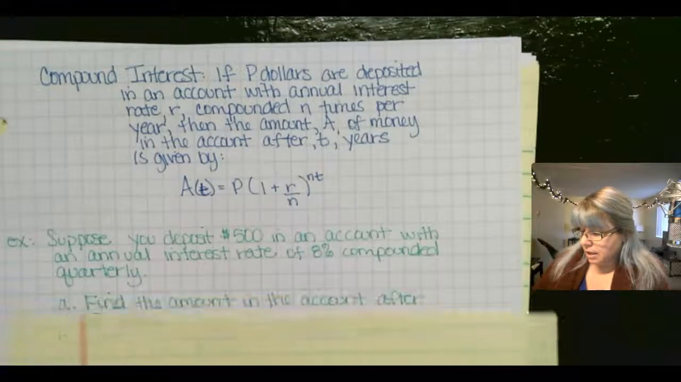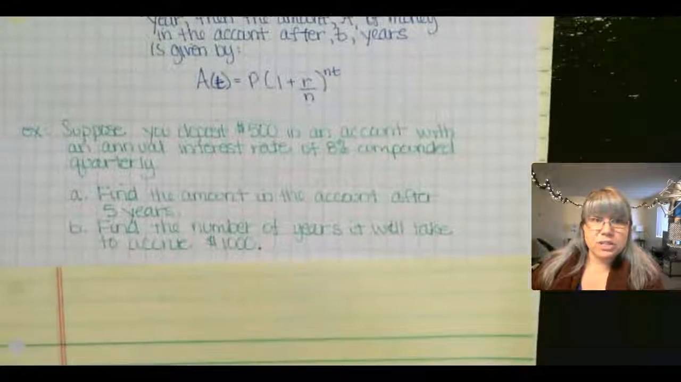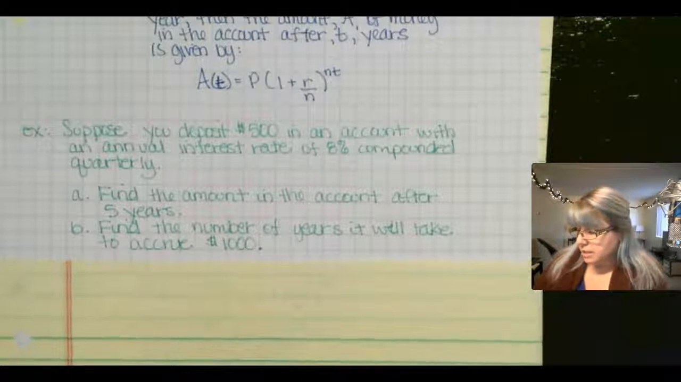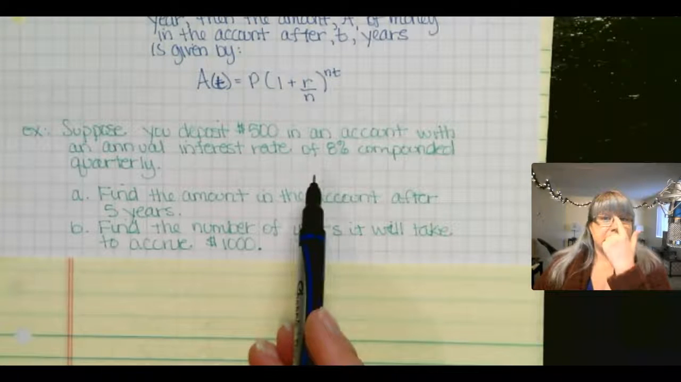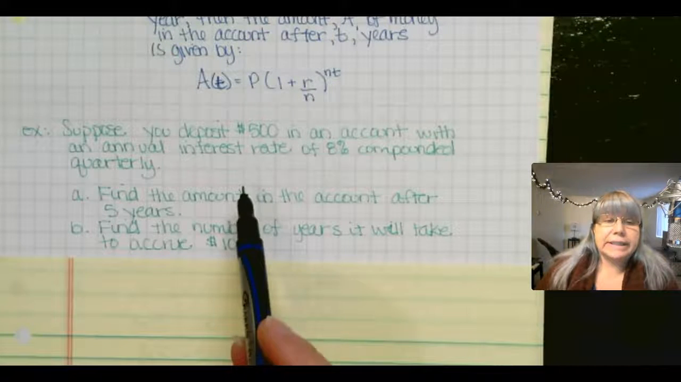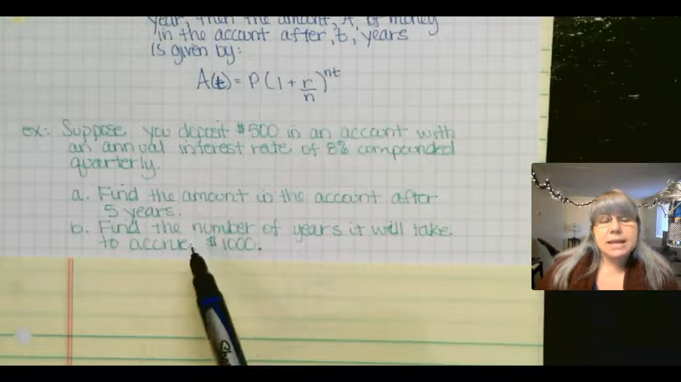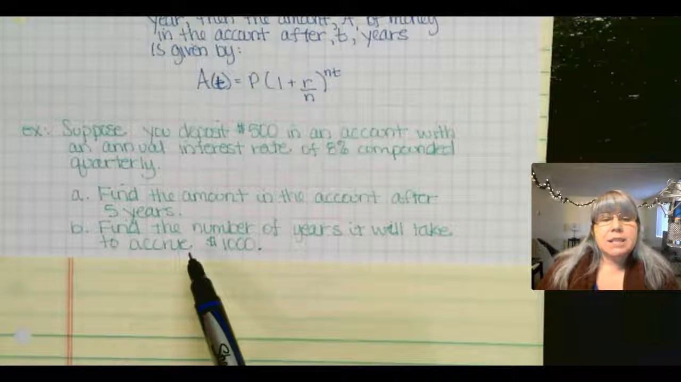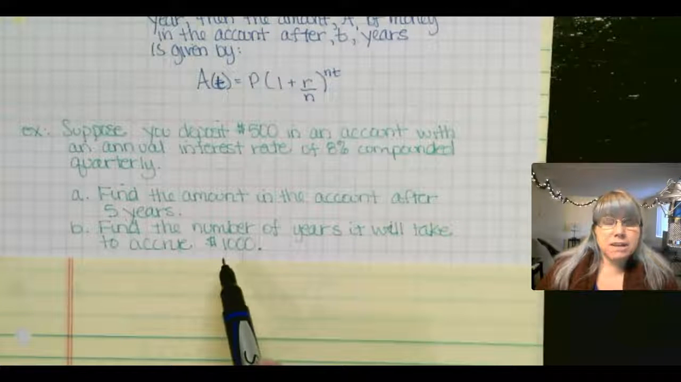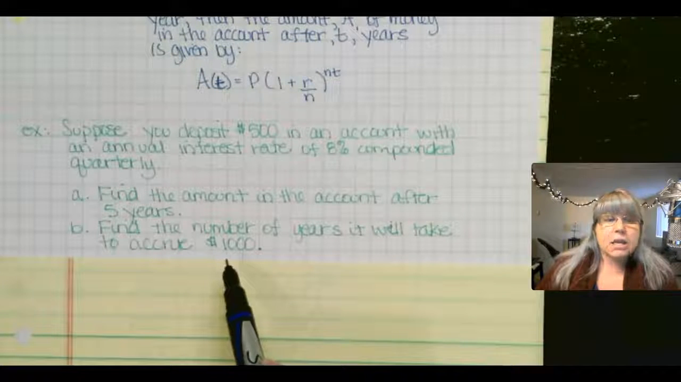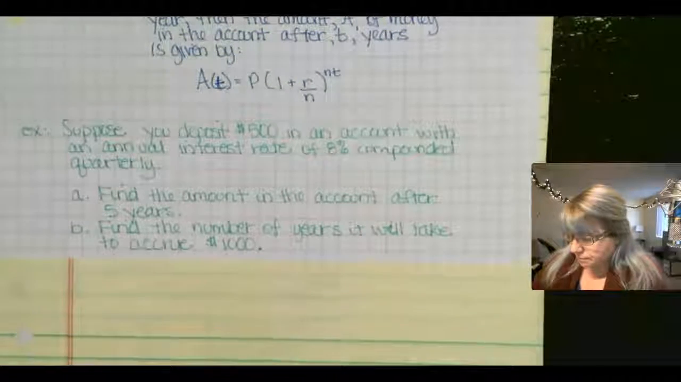So let's take a peek at an example. Now we're going to use this formula in 2 ways. The first is, if we deposit $500 at 8% interest compounded quarterly, how much will be in the account after 5 years? The second way we're going to use this formula is, I'm still depositing the $500, but how long will it take to have $1,000 in the account? So let's do the first one.